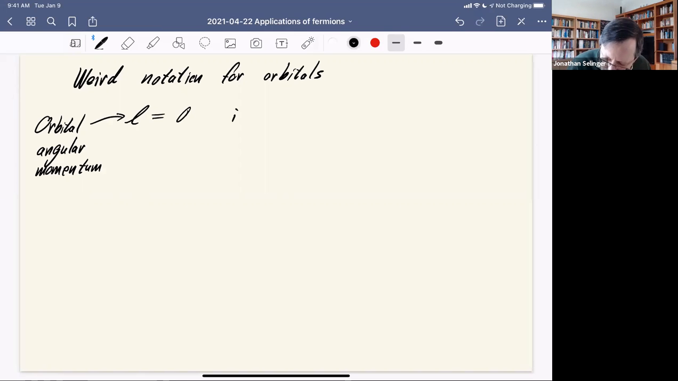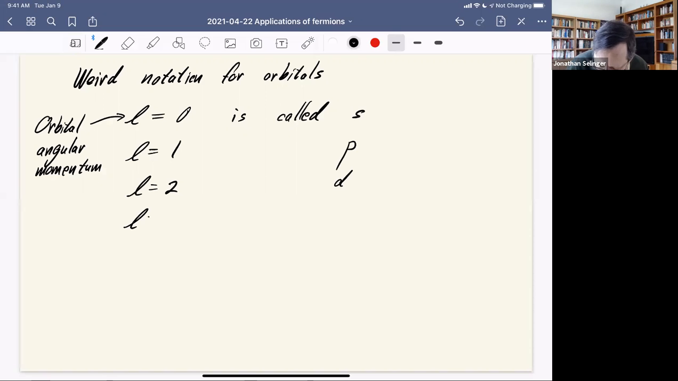So L equals 0 is called S. L equals 1 is called P. L equals 2 is called D. L equals 3 is called F. Okay, why these letters, you are wondering?